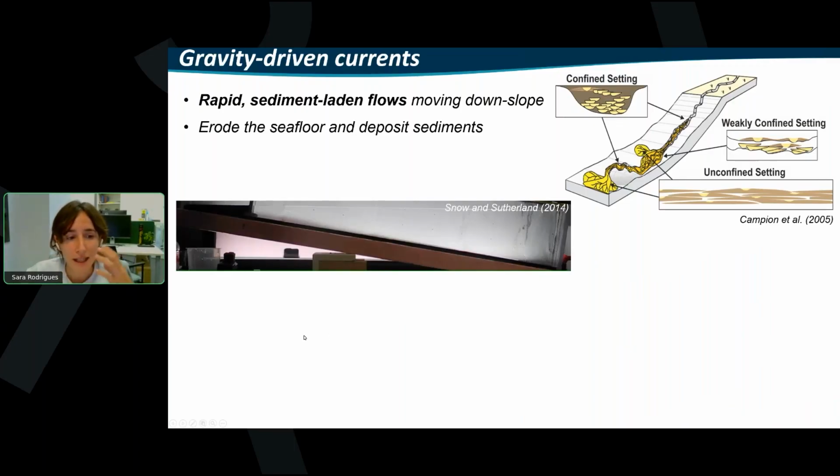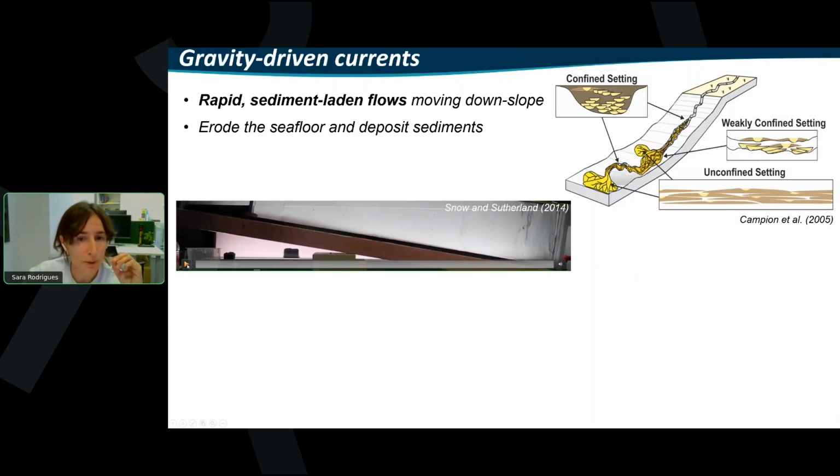And what that means is, for example, if they are hyperpycnal, they can be quite dense and quite heavy with sediments when they flow down slope. If they are hypopycnal, their density is less than the surrounding water and the water that they flow through. So they will flow along in between surfaces rather than along the bottom of the seafloor.